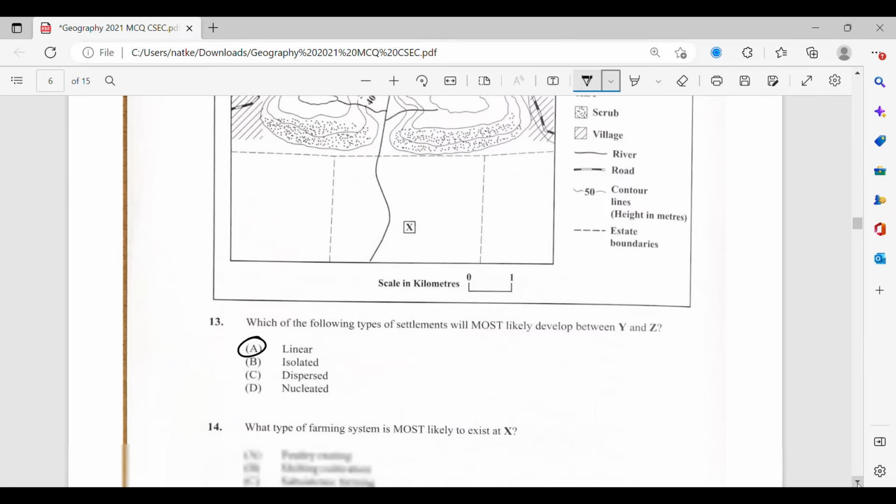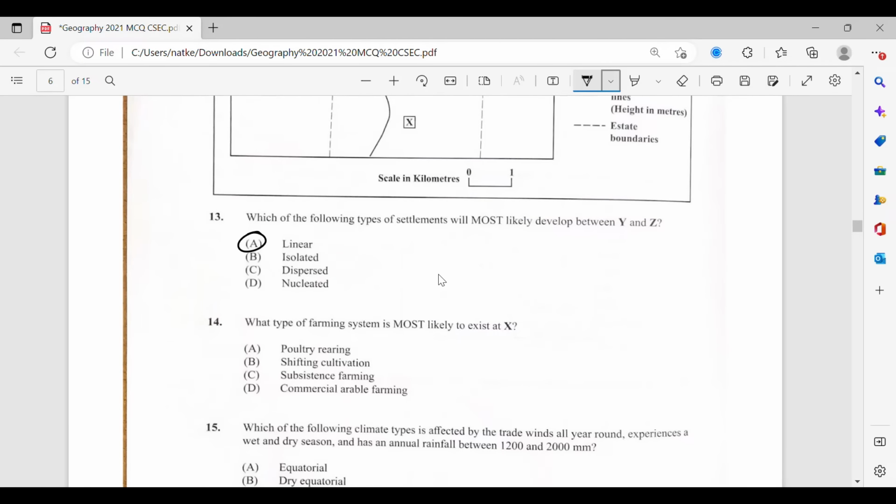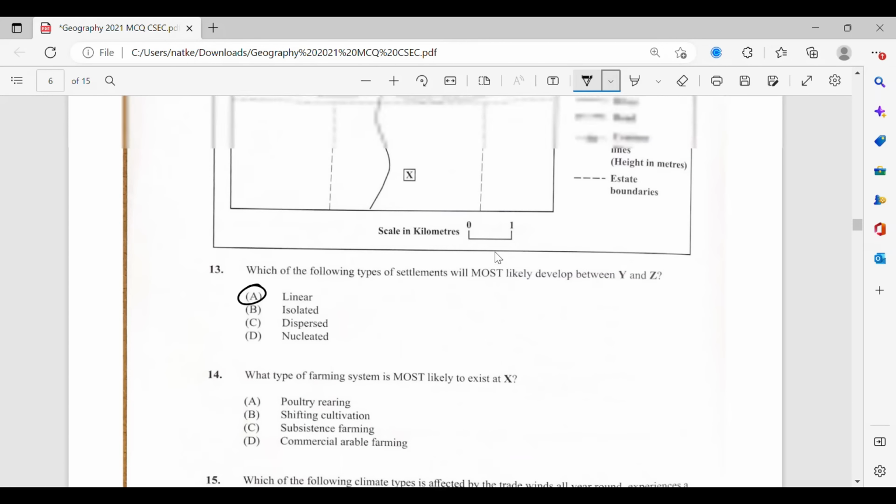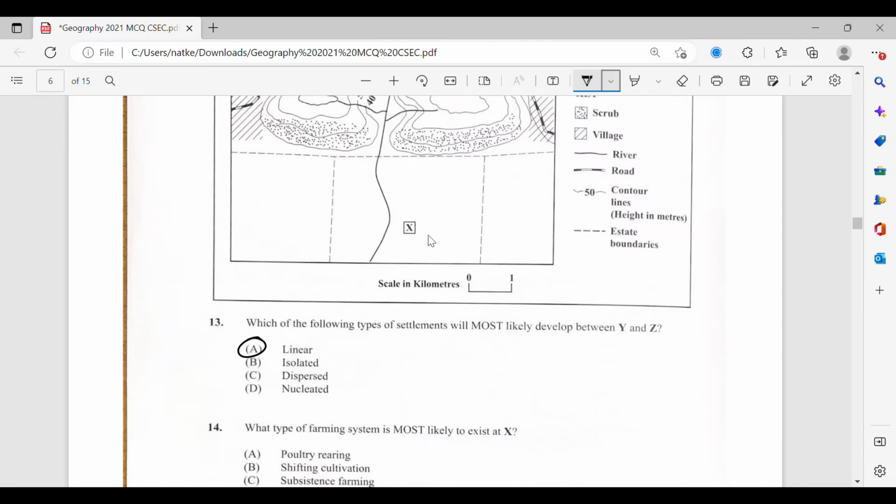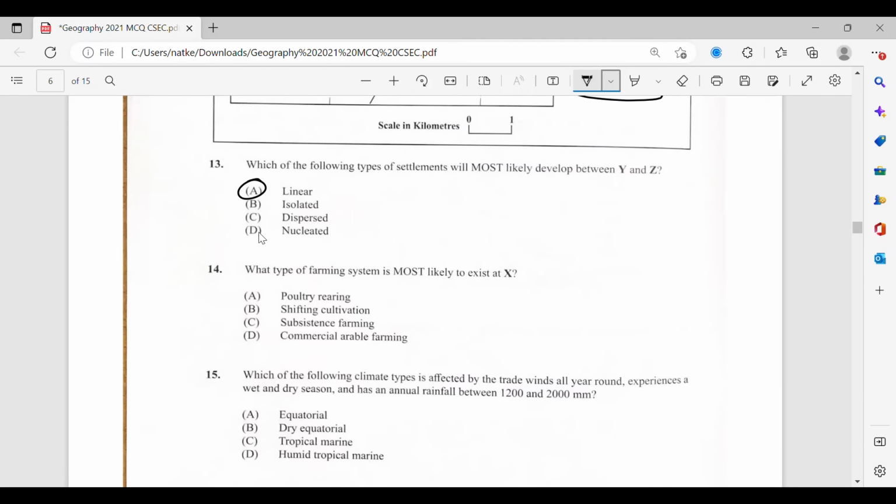Number 14, what type of farming system is most likely to exist at X? So let us find X. So here's X. X is on flat land. This is also showing us estate boundaries. So estate means plantation style commercial farming, relatively flat land right across. They can do a lot of things with that. So based on the options, we would have selected commercial arable farming. Commercial, yeah, you need a lot of space.